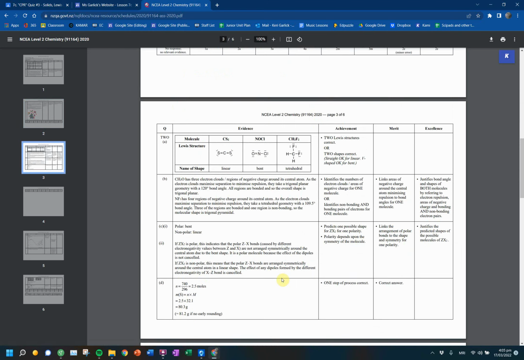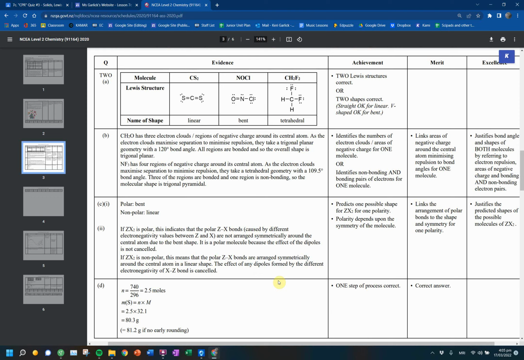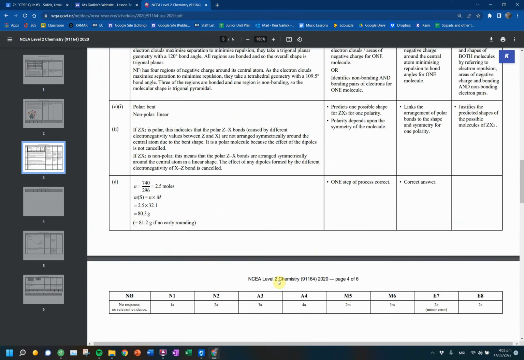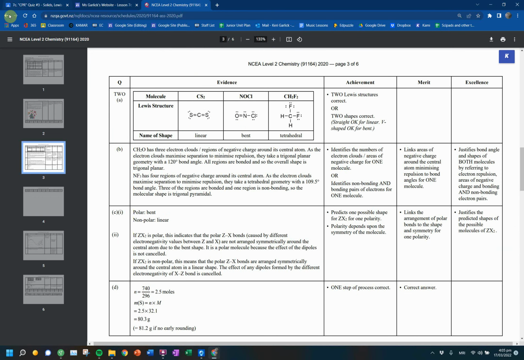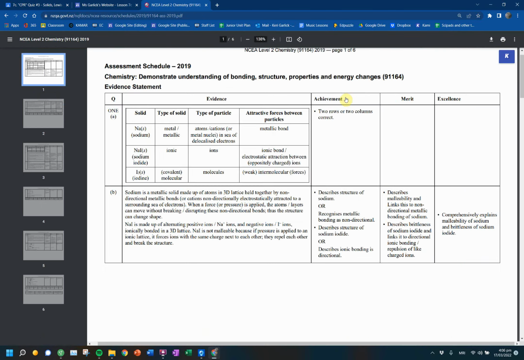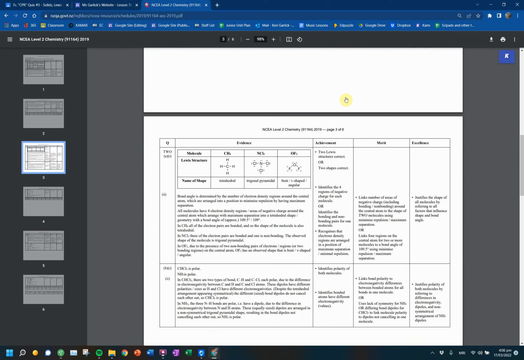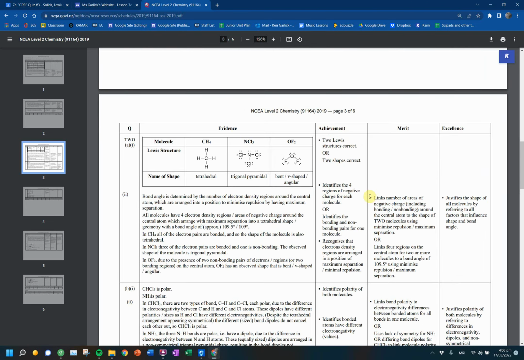Let's look at this one here. Here we go. This one's a better example. No, it's not. Maybe 2019. I just want to show you what I mean by how you layer your answers well and how they can be kind of picky. Here we go.